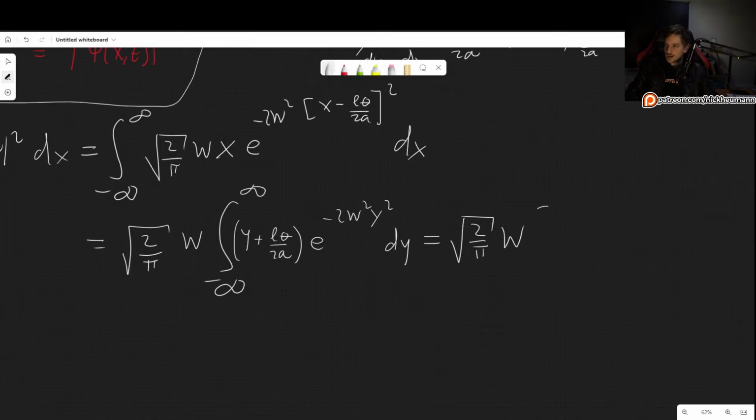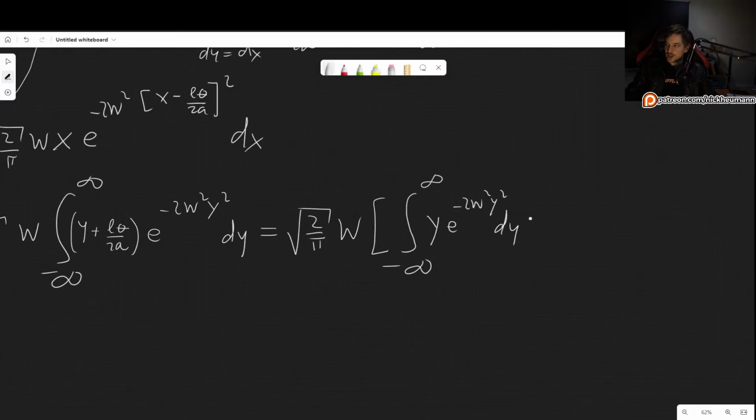So here we have integral 1, which is the integral from minus infinity to infinity of y e to the minus 2w squared y squared dy. That's the first one. And then we have plus L theta divided by 2a times the integral from minus infinity to infinity of e to the minus 2w squared y squared dy.